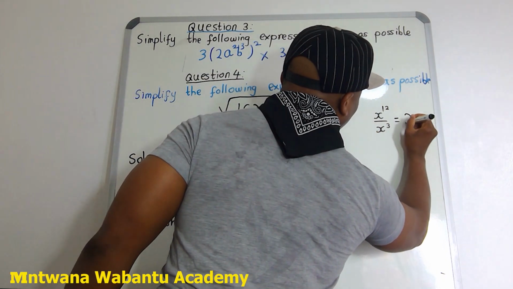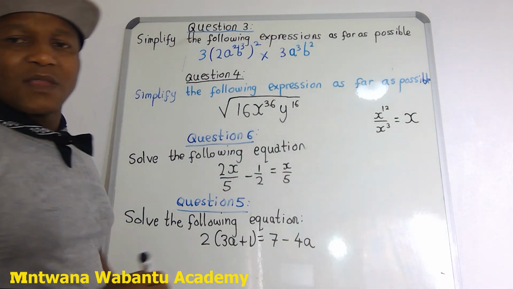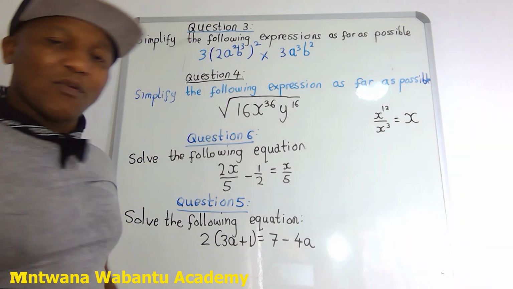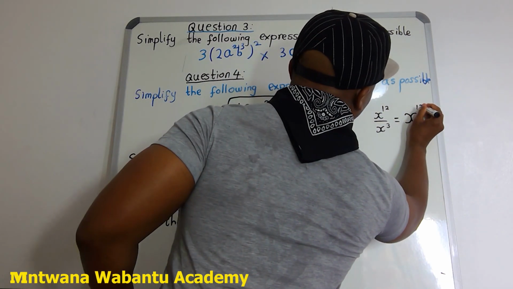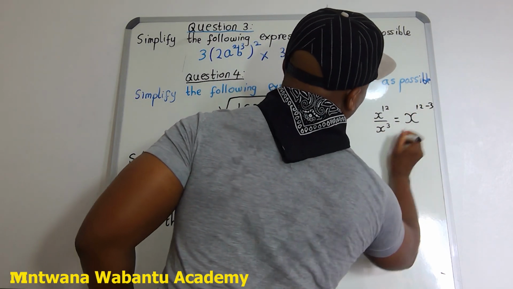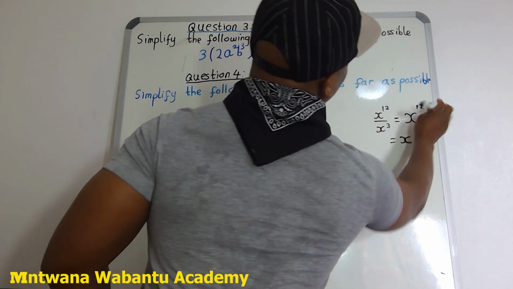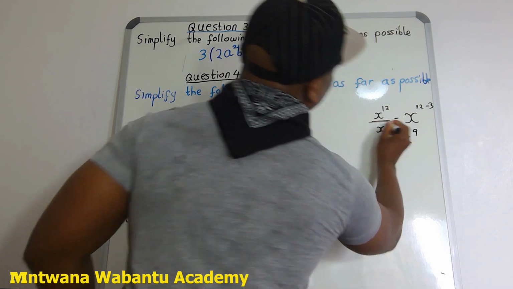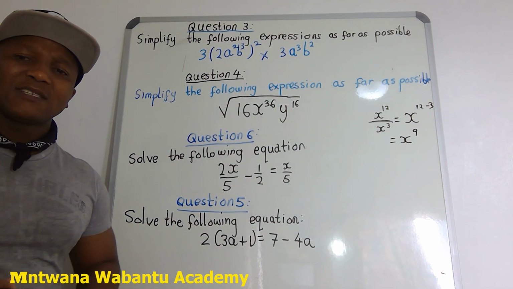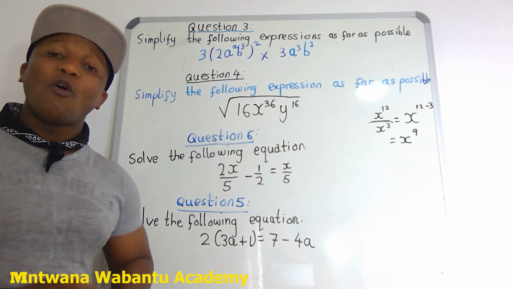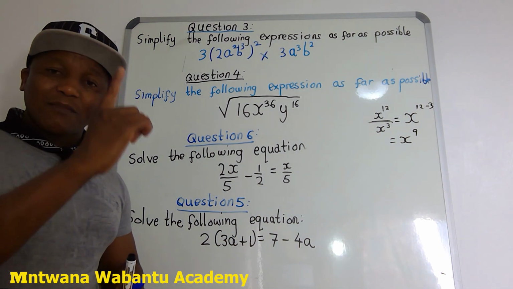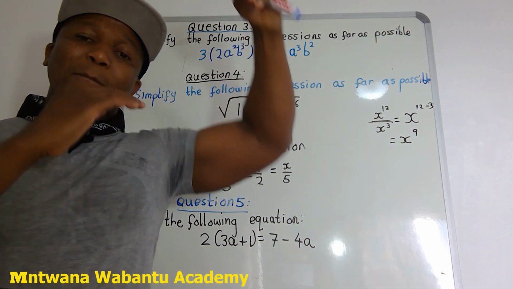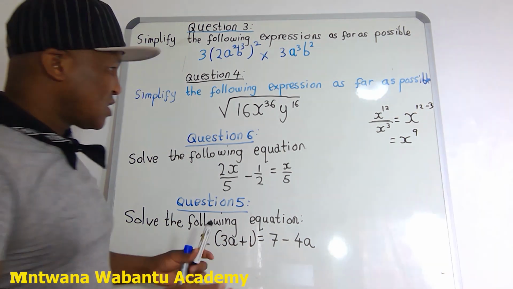So I'm going to write only a single x, and then what you do, take the top power minus the bottom exponent. 12 minus the bottom one, 3. So this is x to the power 12 minus 3 equals 9. Why do we minus? Because it's the same base, but there's a multiplication. So if it's the same base, I'm going to write only one base, and then you take the top power minus the bottom power. You know what I'm saying? So we got that one.